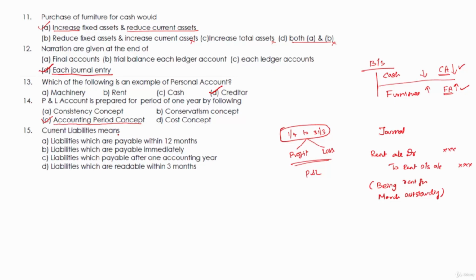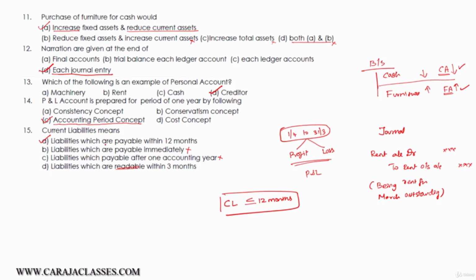Next, current liability. What are current liabilities? See, very simple. Current liabilities are those liabilities which have to be paid within a period of 12 months. Okay, so the liabilities which you have to settle within a period of 12 months are called current liability. So here you have liabilities which are payable within 12 months, that is current liability. And liabilities which are payable immediately, no. Liabilities which are payable after one accounting year, they are long-term liabilities. Liabilities which are, let's say, redeemable within 3 months, that is part of current liability, but the broader definition is current liabilities are those liabilities which are payable within a period of 12 months. So the right answer is A.